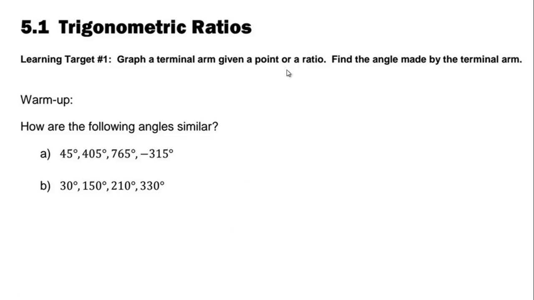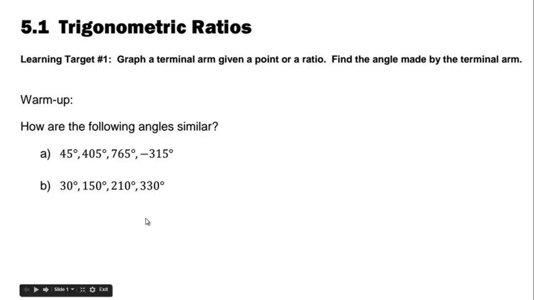What we're going to start to do is develop a way to evaluate and solve for angles that are bigger than 90 degrees. So we ask the question, and you can see that we get angles bigger than 90 degrees, even bigger than 180 degrees, right away. How are the angles similar? You have 45, 405, 765, negative 315, and then 30, 150, 210, and 330.